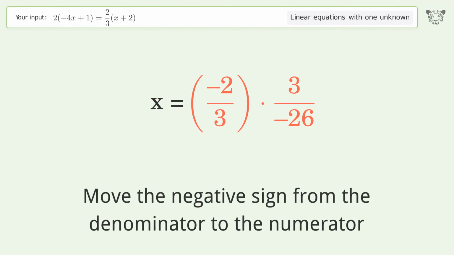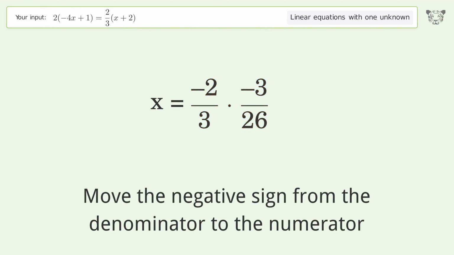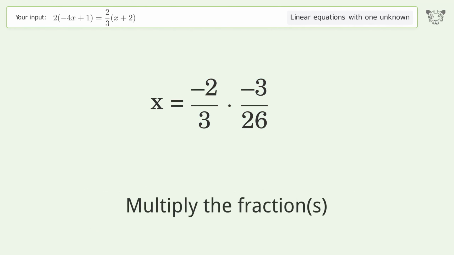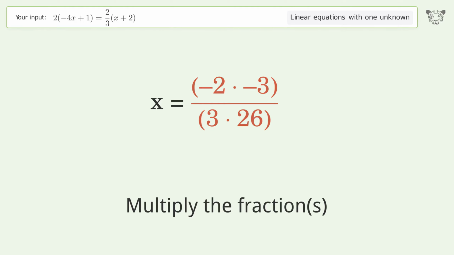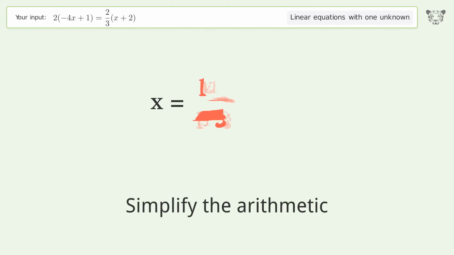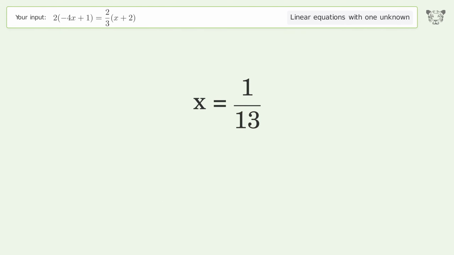Move the negative sign from the denominator to the numerator. Multiply the fractions. Simplify the arithmetic. And so the final result is x equals 1 over 13.